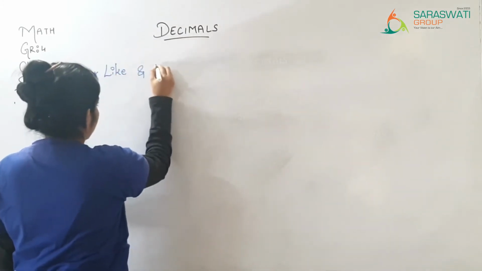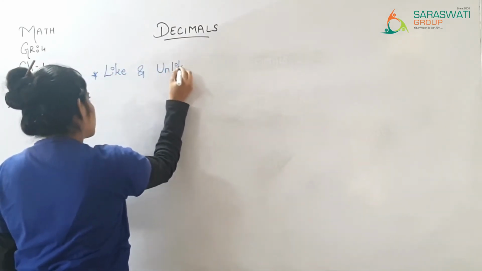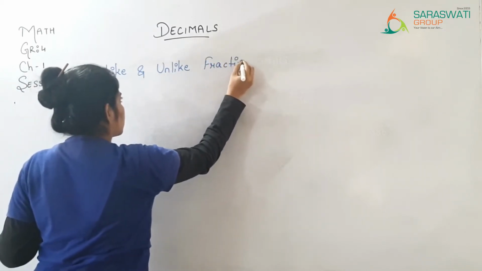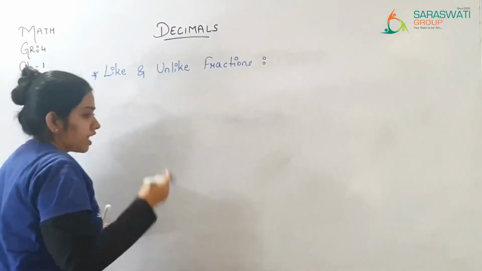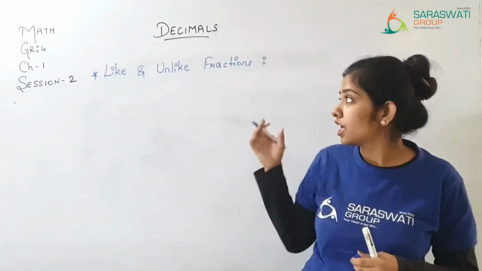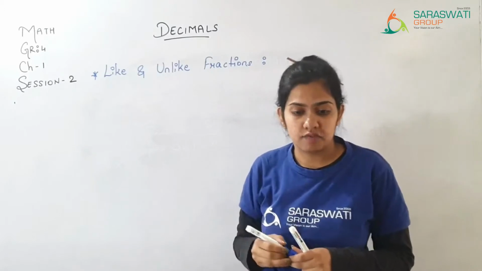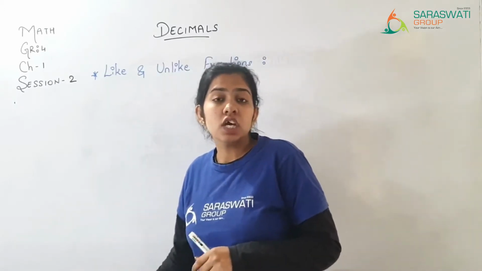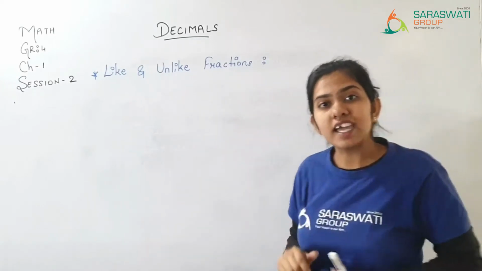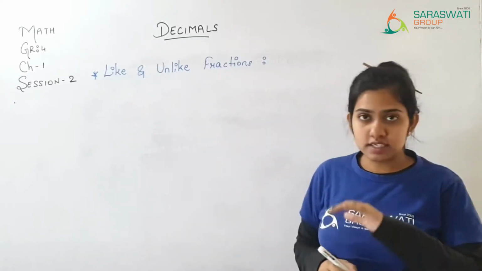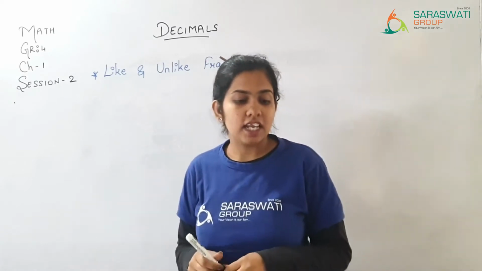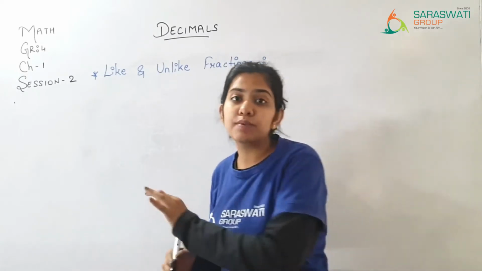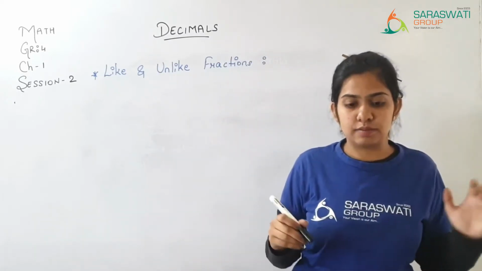Like and unlike fractions. So what do you mean by like and unlike fractions? What is the difference between these? How will you identify which is the like fraction and which is the unlike fraction? So there is nothing hard in that. Decimals having the same number of digits after the decimal point are called like decimals.